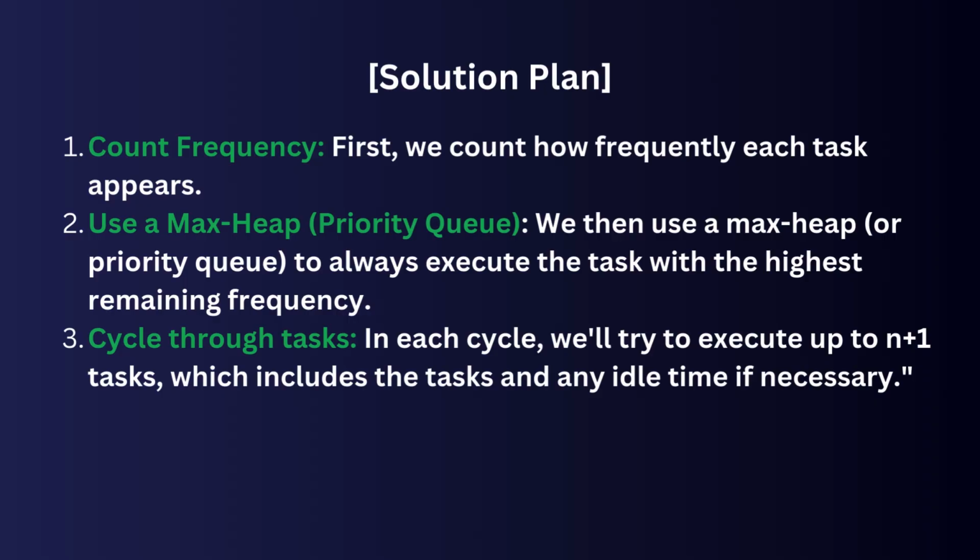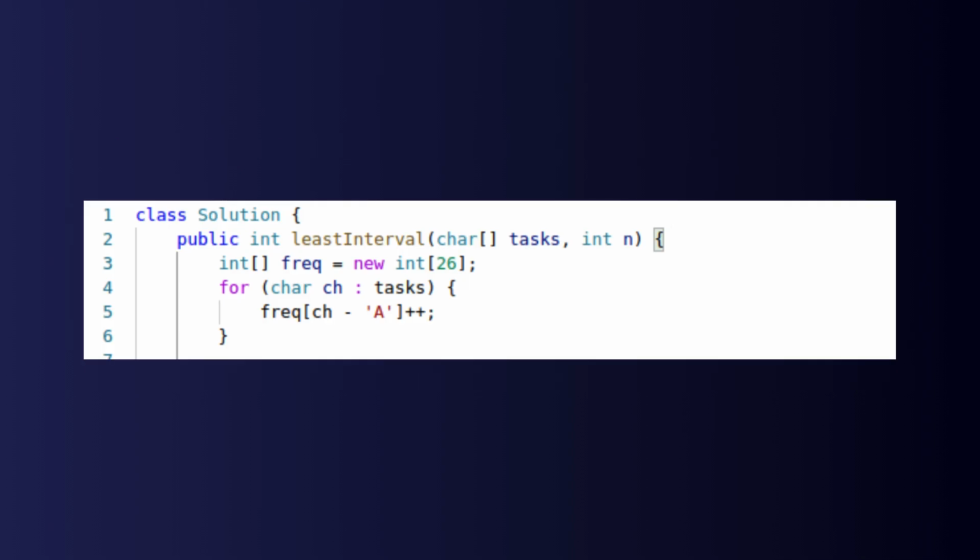To solve this, we need to follow a few logical steps. First, we count how frequently each task appears. Then we use a max-heap or priority queue to always execute the task with the highest remaining frequency. And in each cycle, we'll try to execute up to n+1 tasks, which includes the tasks and any idle time if necessary. Let's start with the code.